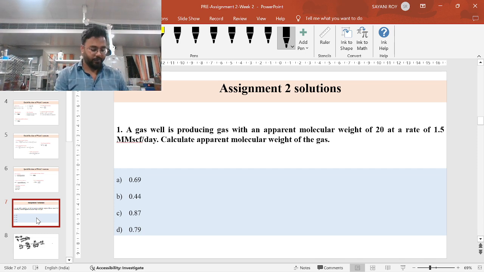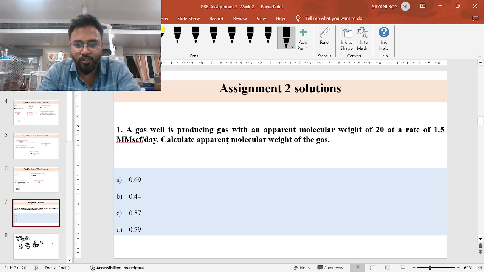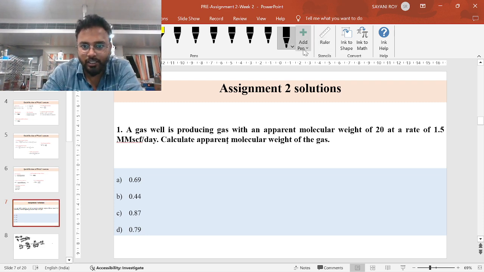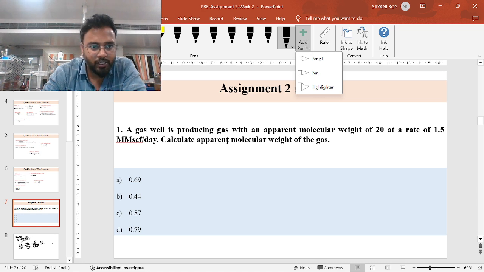At the end of the question, it is written as calculate apparent molecular weight, but we calculated specific gravity. No, you are correct, it's a mistake here. Let me just correct it, because apparent molecular weight is already given. Thank you for pointing this out.